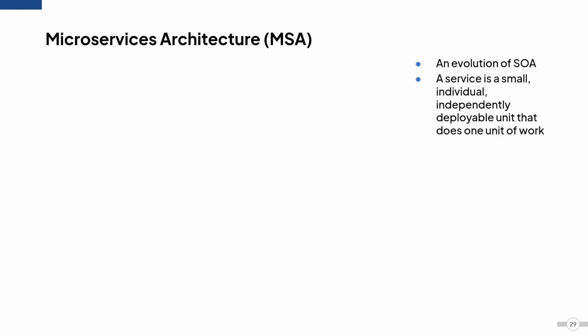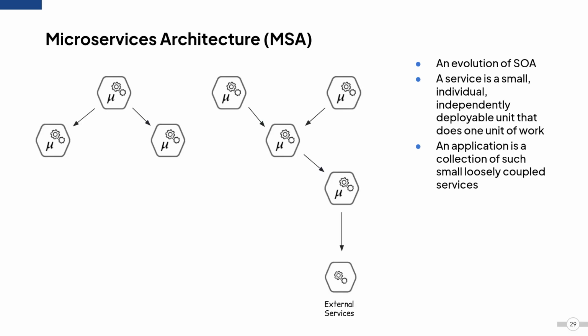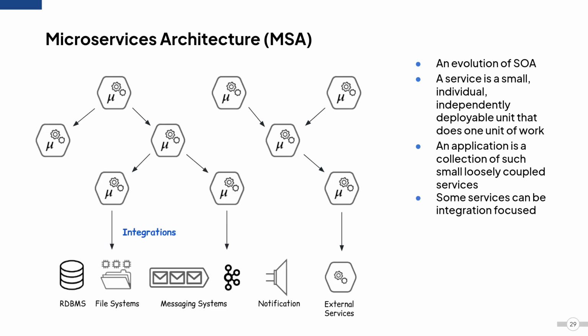A service is a small, individual, independently deployable unit that does one unit of work. For example, you have a microservice. An application is a collection of such small, loosely coupled services, right? You may have a collection of these services, and some of these services may be doing integration focus. Some of these services, for example, may be talking to your systems of record, and some business services can also do integration as well. So that's why there's no restriction as to what a particular service can and cannot do, but it's based on your understanding of what is suitable for your application and so forth.